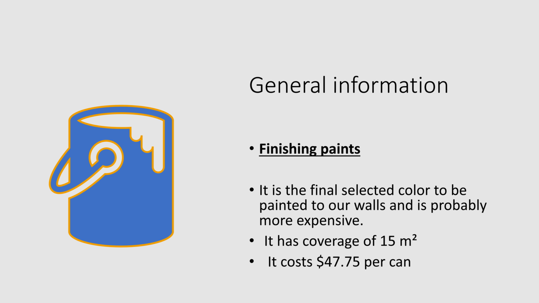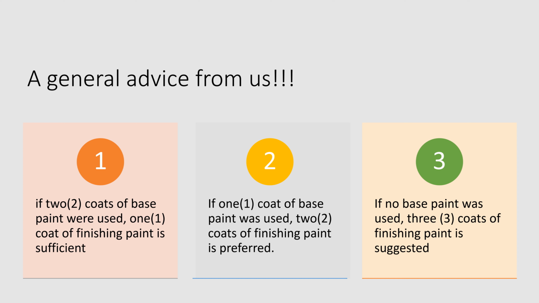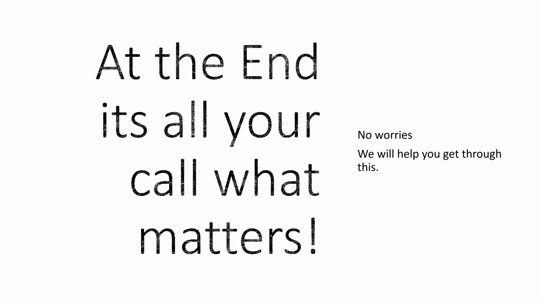Now, it's time for some general advice to you. If two coats of base paint were used, one coat of finishing paint is sufficient on the wall. If one coat of base paint was used, two coats of finishing paint is preferred. If no base paint was used, three coats of finishing paint is suggested. At the end, it's all your call.